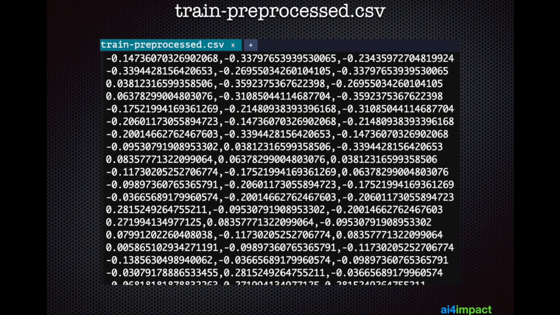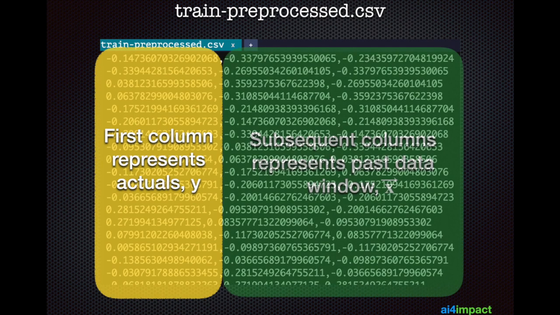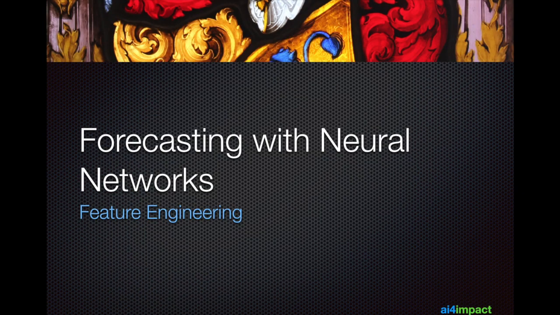So in your train preprocessed.csv, oftentimes you want to make the first few columns represent the actuals that you're trying to forecast for, and subsequent columns represent the input data into your network. Next, I'd like to explain to you a bit about feature engineering.